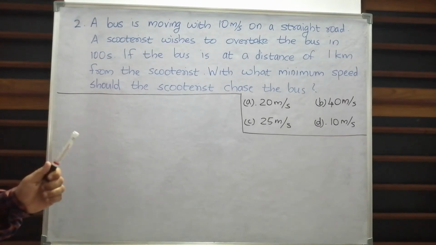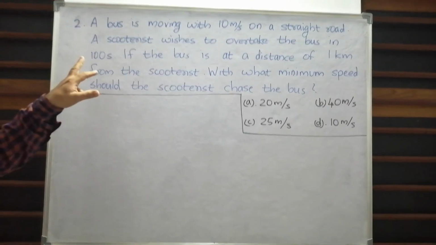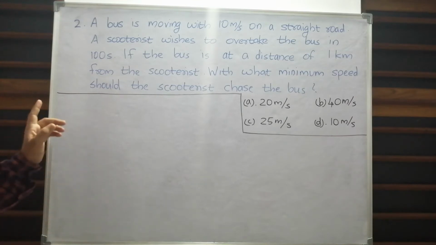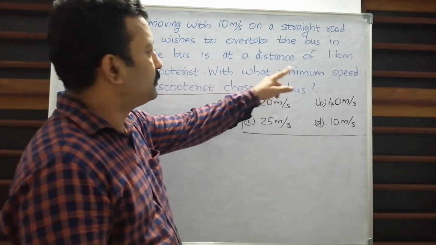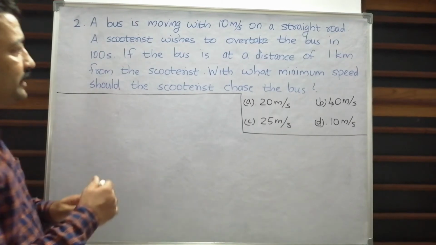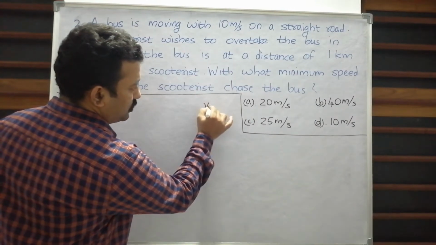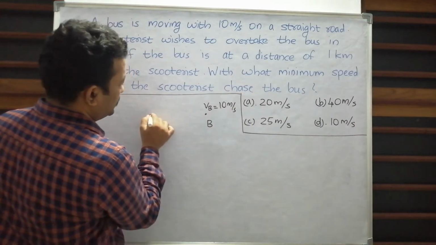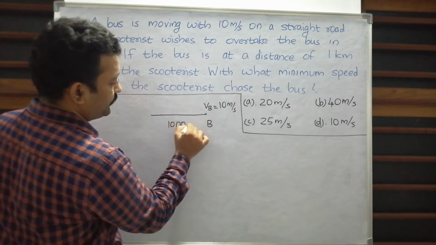Chasing problem or an overtaking problem. Question is, a bus is moving with 10 meters per second on a straight road. A scooterist wishes to overtake the bus in 100 seconds. If the bus is at a distance of 1 kilometer from the scooterist, with what minimum speed should the scooterist chase the bus? Situation is, bus is moving with, say, VB equal to 10 meters per second, and the scooterist is at a distance of, say, 1 kilometer.